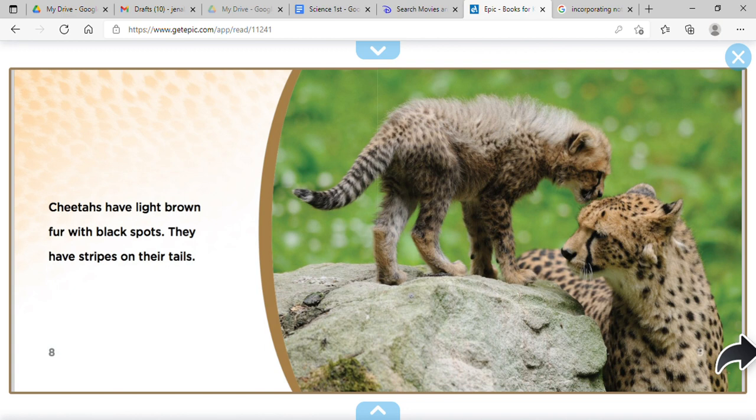Yes, babies have spots. Here, you know what? That's something that we didn't include. We didn't include what they look like, huh? So let me put that over here. What they look like. Okay, that's really important, huh? Okay, so I'll read that again. Cheetahs have light brown fur with black spots. They have stripes on their tails.